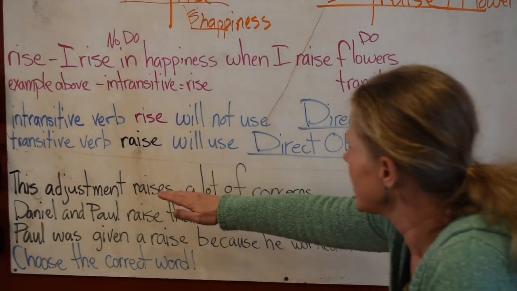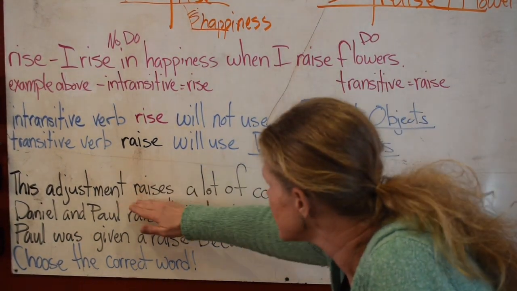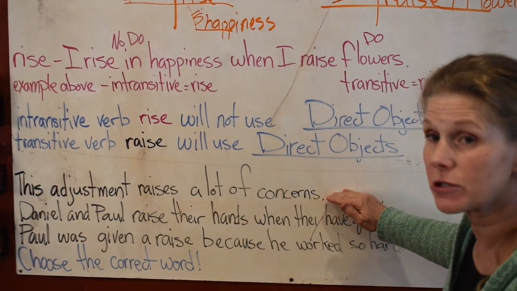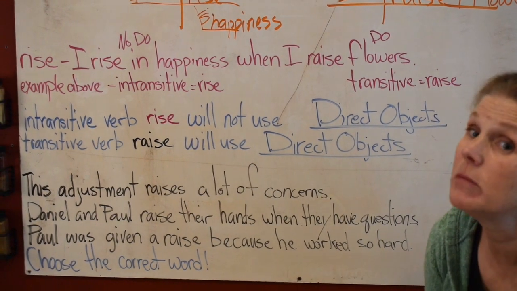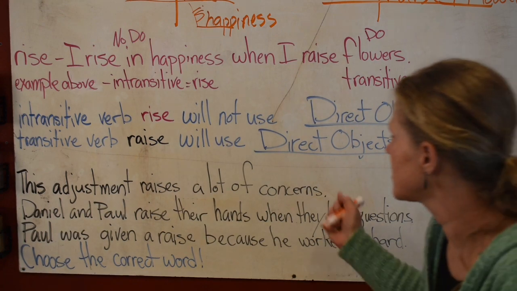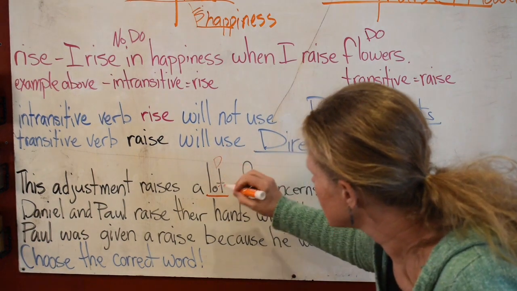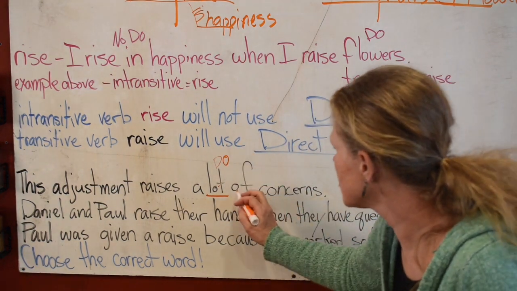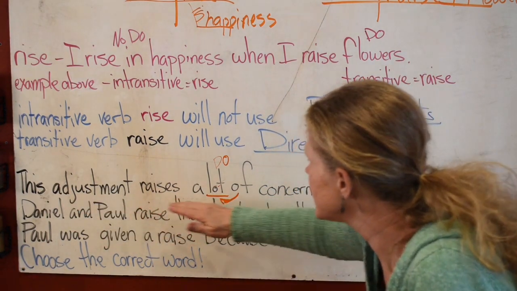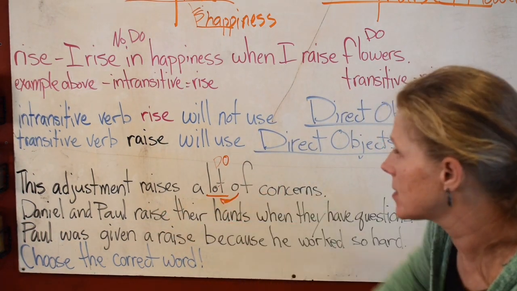This adjustment raises a lot of concerns. How do we know that raises is correct? Why can't I say this adjustment rises a lot of concerns? It almost sounds like it could be either or, but how do I know that raises is correct? There is a direct object. Here's your direct object. They're talking about lot. This is your direct object. And then right here, of concerns is describing lot. So you're raising a lot. So we know that this is correct because we have a direct object.